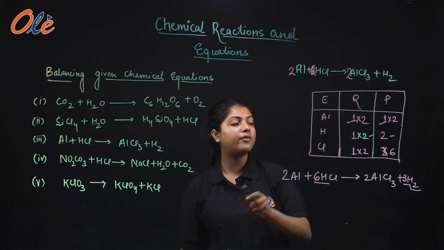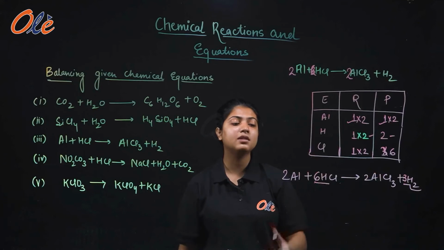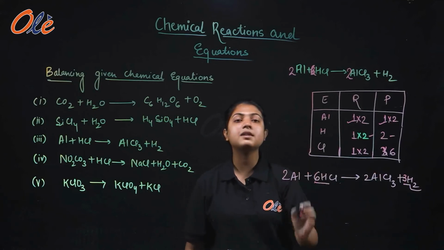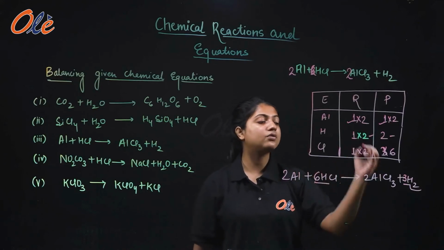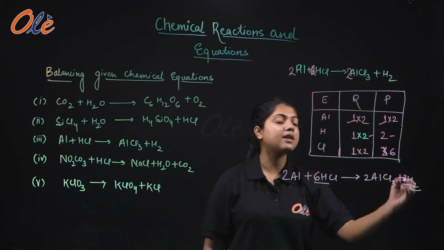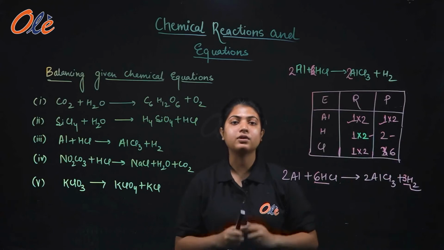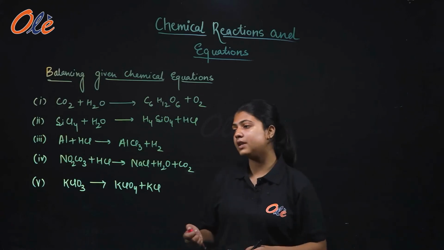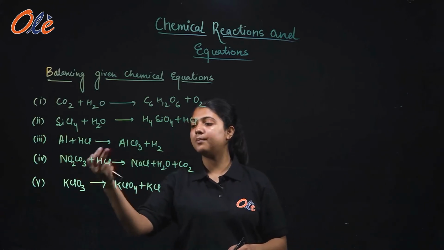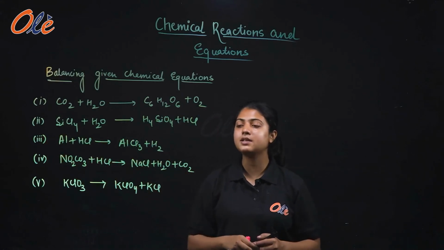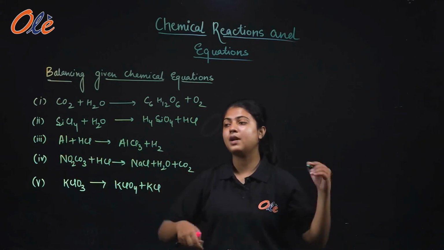So this is your final balanced equation, that is 2Al plus 6HCl gives out 2AlCl3 plus 3H2. Okay. Now let us jump to the fourth equation. So our fourth equation is Na2CO3 plus HCl gives out NaCl plus H2O plus CO2.